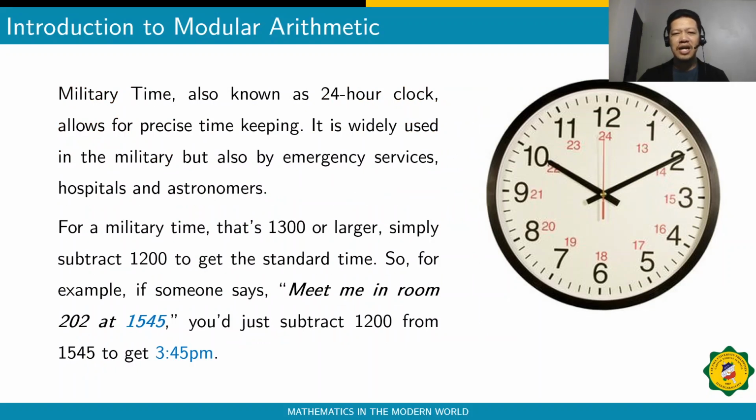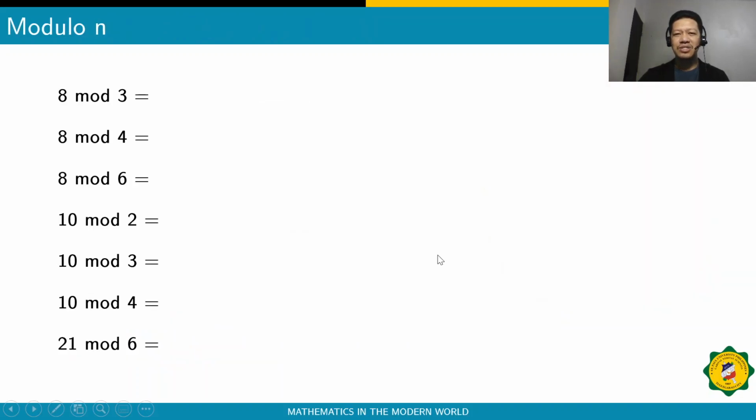Military time, also known as the 24-hour clock, allows for precise timekeeping. It is widely used in the military, but also by emergency services, hospitals, and astronomers. For a military time that's 1300 or larger, simply subtract 1200 to get the standard time. For example, if someone says, "Meet me in room 202 at 1545," you'd just subtract 1200 from 1545 to get 3:45 p.m. Those are actually just an example of what we call modular arithmetic.